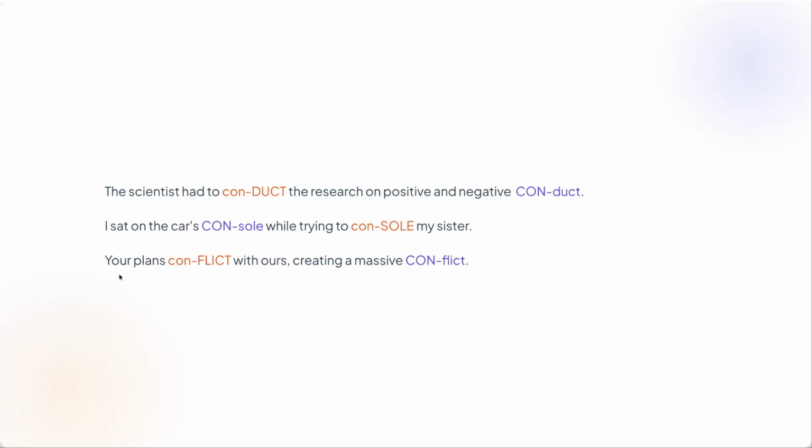And last example here, we have conflict, which is the verb in red, and conflict, which is the noun in blue. Your plans conflict with ours, creating a massive conflict.